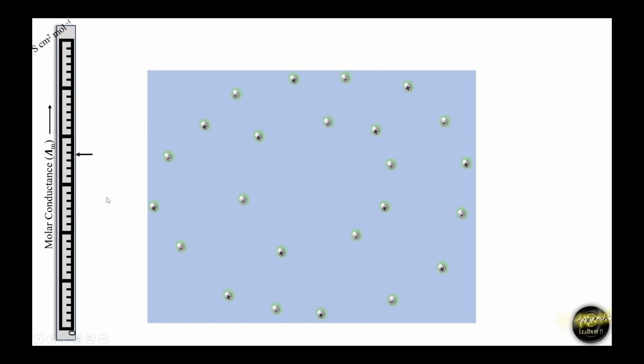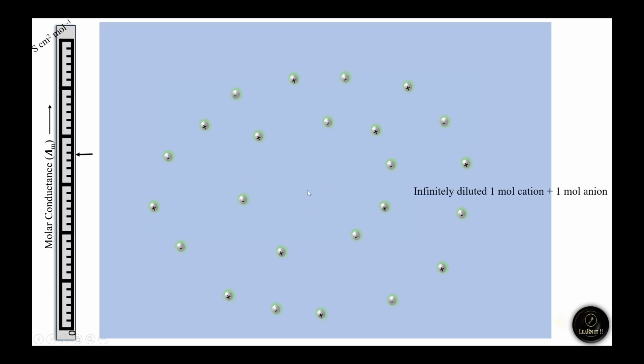But after a certain time, even if we add more water, the molar conductance is not going to vary, because the ions have got enough freedom that they are out of electrostatic interaction. So now this solution or electrolyte is called infinitely diluted. Here 1 mole of cation and 1 mole of anions are present. This value is called molar conductance at infinite dilution or molar conductance at 0 concentration.